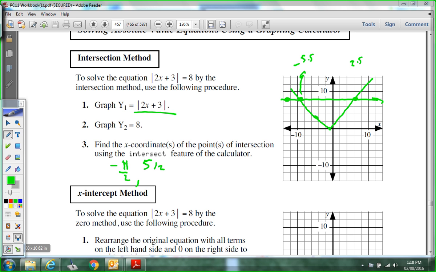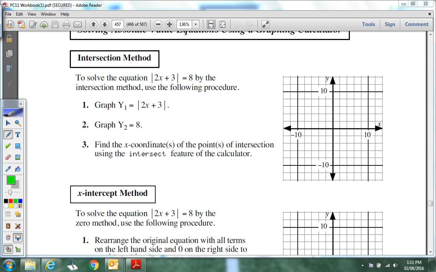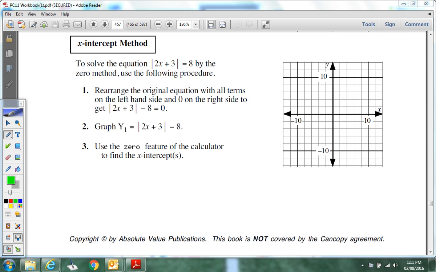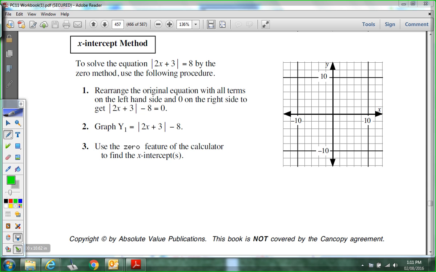Okay, then we go down and do the x-intercept method. The only thing that changes is you want to get everything to one side. I just want to move that 8 over. That's all they're going to do, move the 8 over by subtraction. Then you put all of this into your y1. We already kind of know the answers, it's going to give you the same answers, right about here and right about there. It's going to look something like this.